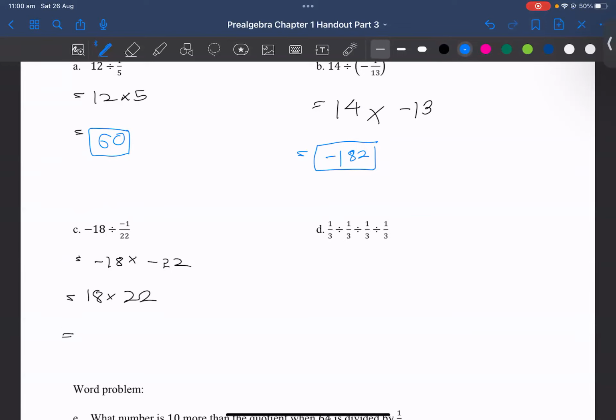96. Sorry? 96. Careful. This is times by 22. You're right. You're right as well. 396. Does this part make sense? Oh, I get it now. Yeah, just gotta be careful with long multiplication. Right, any questions with A, B, and C?